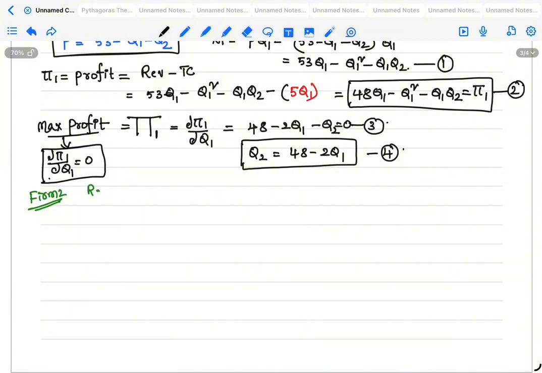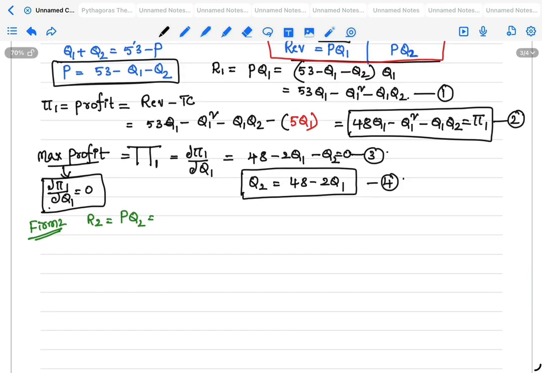R2 equals, what is the revenue? P times Q2. What is the P? P is given, right? 53 minus Q1 minus Q2, times Q2. That equals 53 Q2 minus Q1 Q2 minus Q2 square. This is equation number 5.